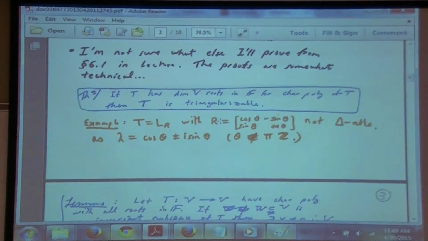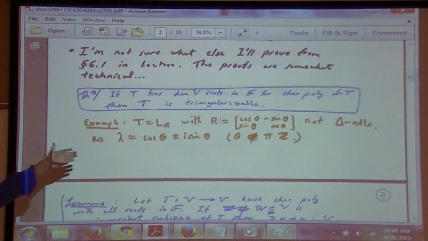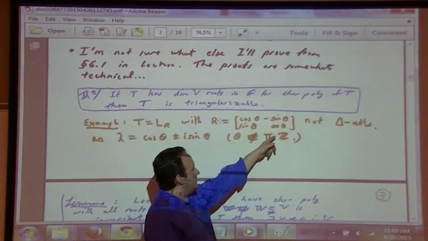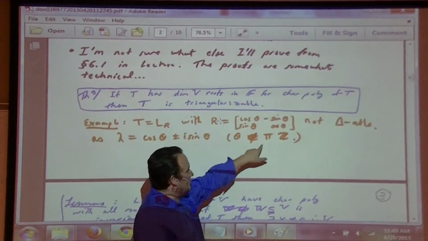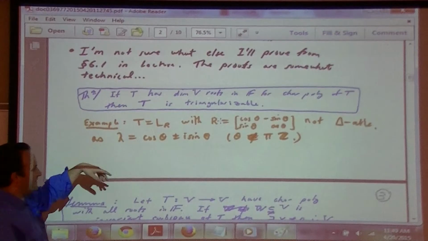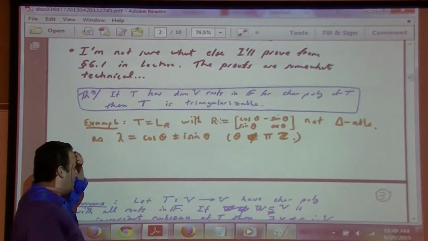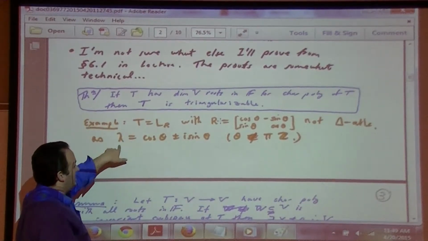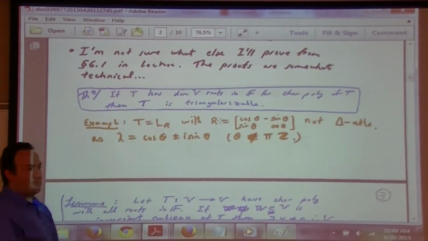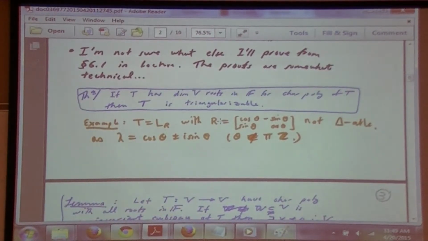Now, we know already that not all matrices are triangularizable because we know about this example. In R2, you have rotation, cosine minus sine, sine cosine, with theta not an integer multiple of pi. The eigenvalues we calculated before were cosine theta plus or minus i sine theta. Well, those are complex. Those aren't in the reals, so we have no hope of that being triangularizable.